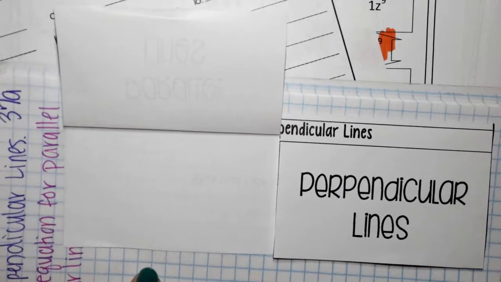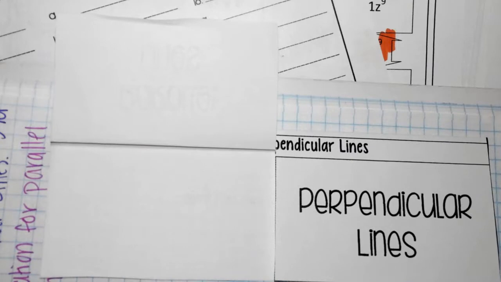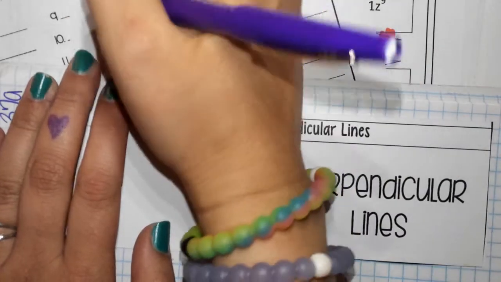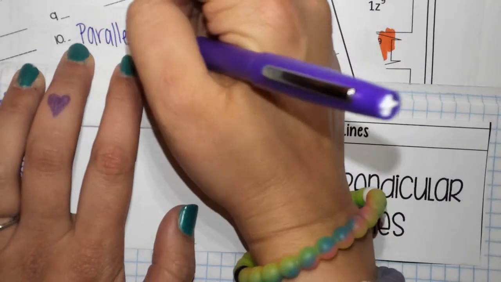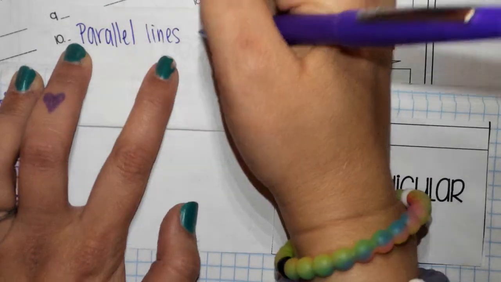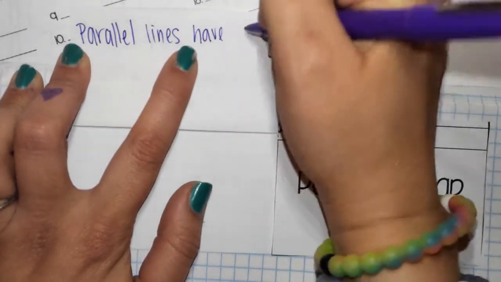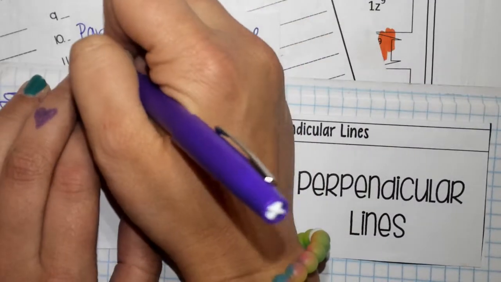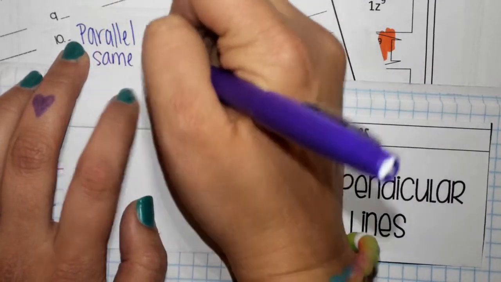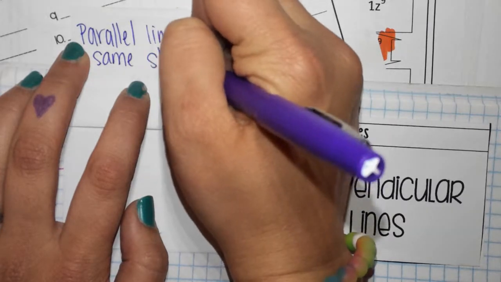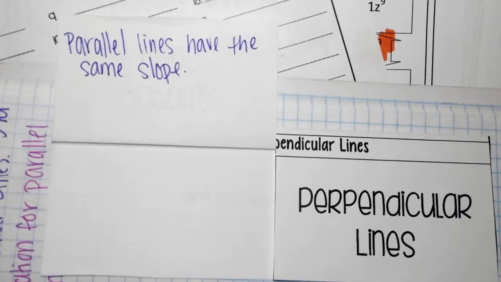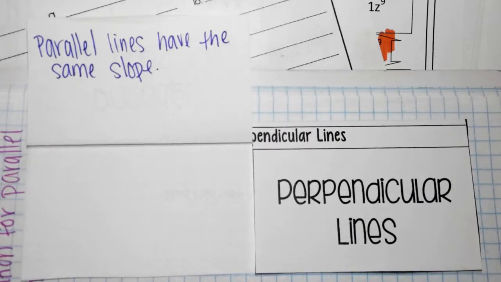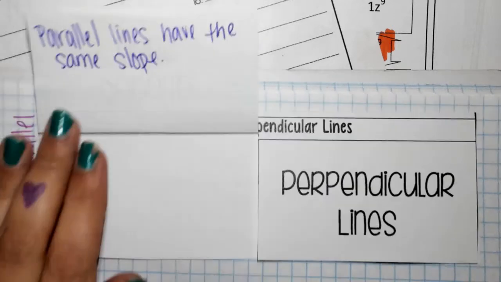Alright, so perpendicular lines, we're going to write the first part up here. Parallel lines. So, parallel lines have the same slope. Parallel. Do parallel lines ever touch? No.